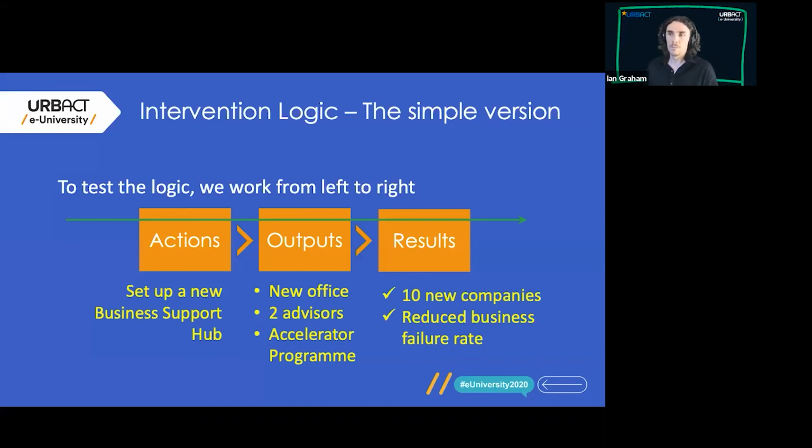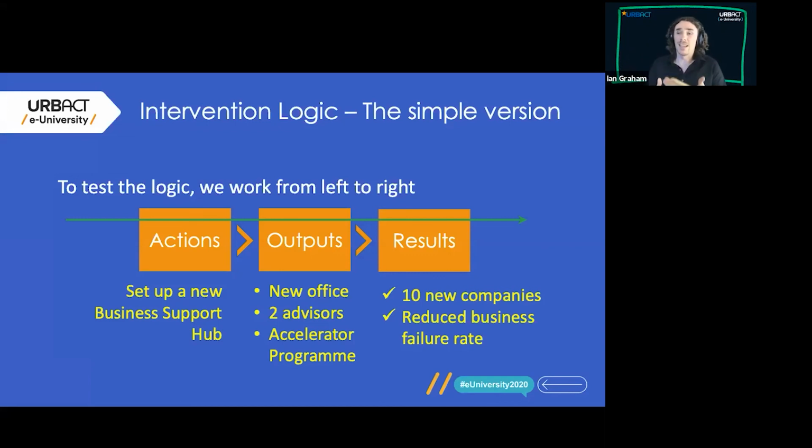That makes sense. It's then saying, do those outputs lead to those results? So actually, will you get 10 new companies from those things? Probably. They would certainly help. Would it reduce business failure? Yeah, probably it would help with that. Would it completely do that, or do you need other things? There might be a question of whether you need additional outputs in there, and that's part of the test. Do we have all the outputs we need to achieve those results?